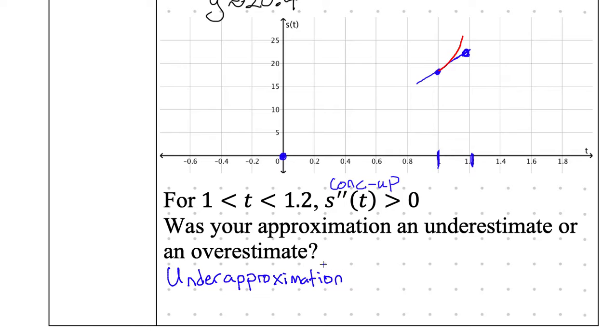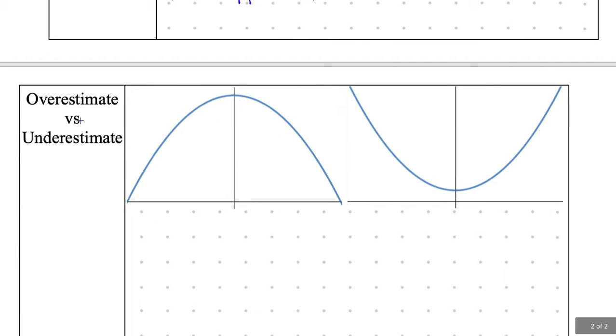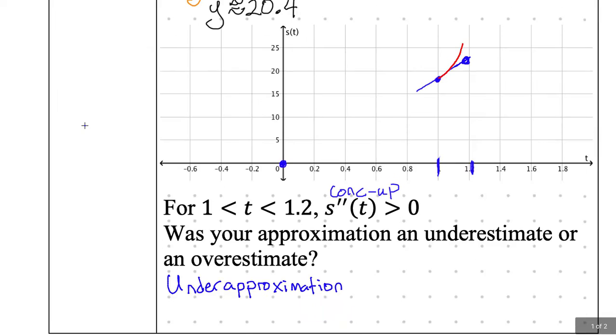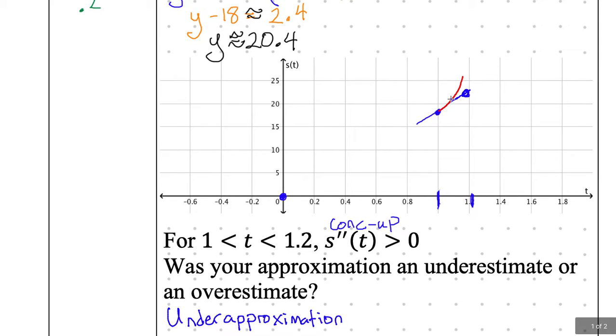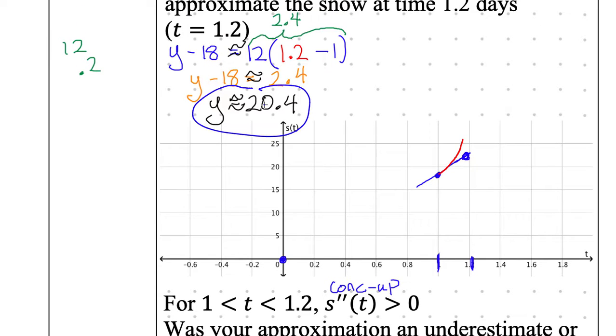We're going to talk about it in depth in a sec, because I'm going to talk about underestimate versus overestimate on the next slide. But just saying this again, this point on the blue line was the point that we found right here. 20.4 was the height at 1.2. So I went over 1.2 and I got 20.4 roughly. So because the red line is above this point, this point is an under approximation because it's under the red line.